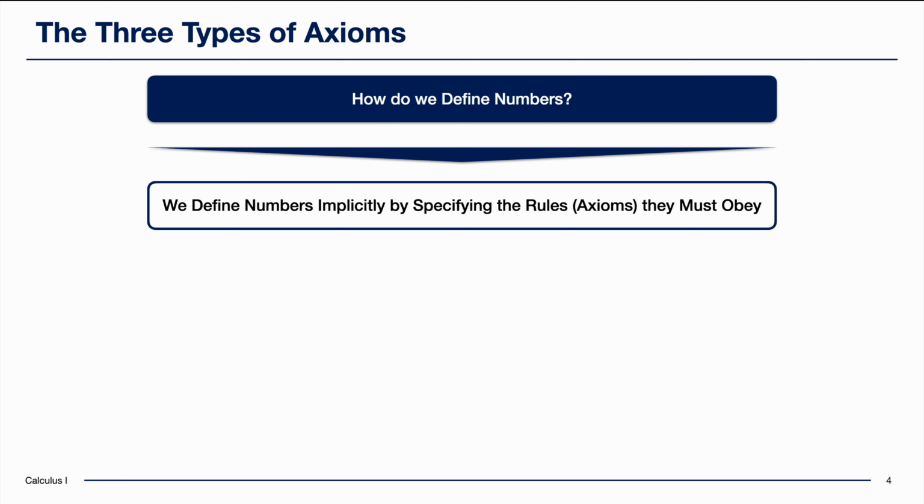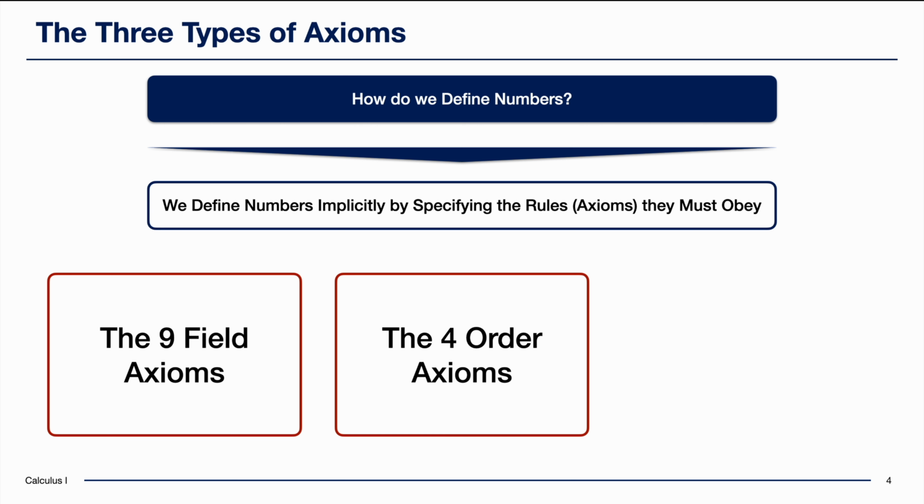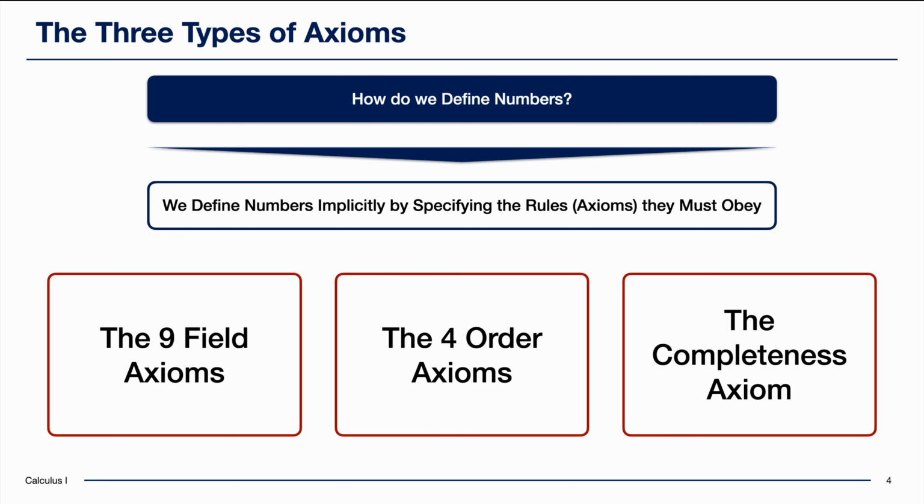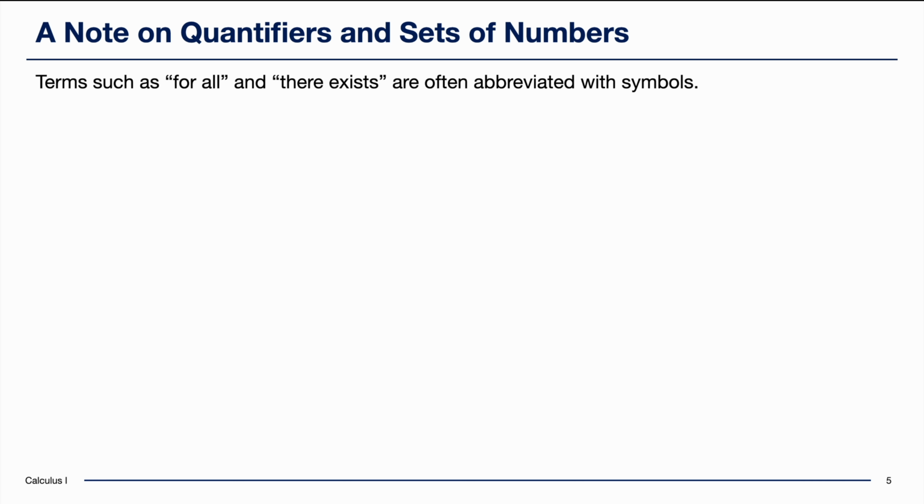Now, there are three types of axioms. There are 9 field axioms, 4 order axioms, and the completeness axiom. Before we talk about what these axioms are, let's first talk a little bit about quantifiers and sets of numbers. Terms such as for all and there exists are often abbreviated with symbols. For example, this upside down A means for all, this backwards E means there exists, and this symbol means in.